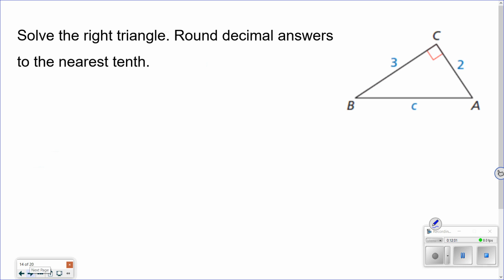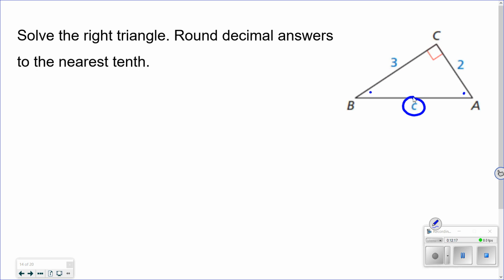Okay, so here's an example. Solve the right triangle, round your decimal answer to the nearest tenth. So if I come over here, this means I have to find all of the sides. I have two of the sides, but I need to find the third side, and I need to find these two angles right here. I need to find that angle and that angle.